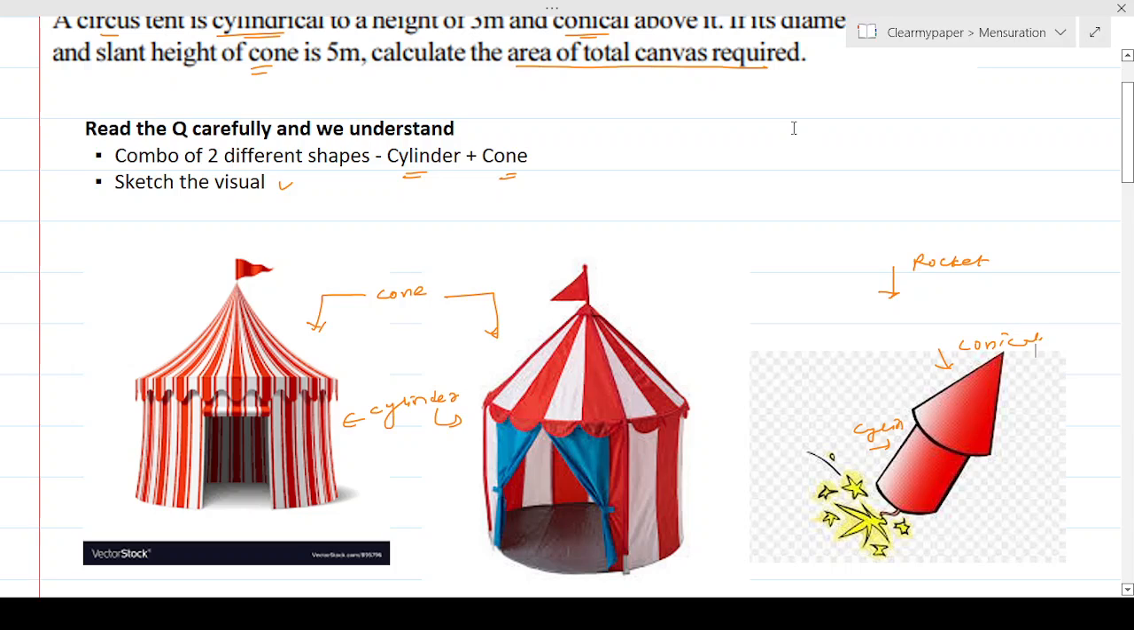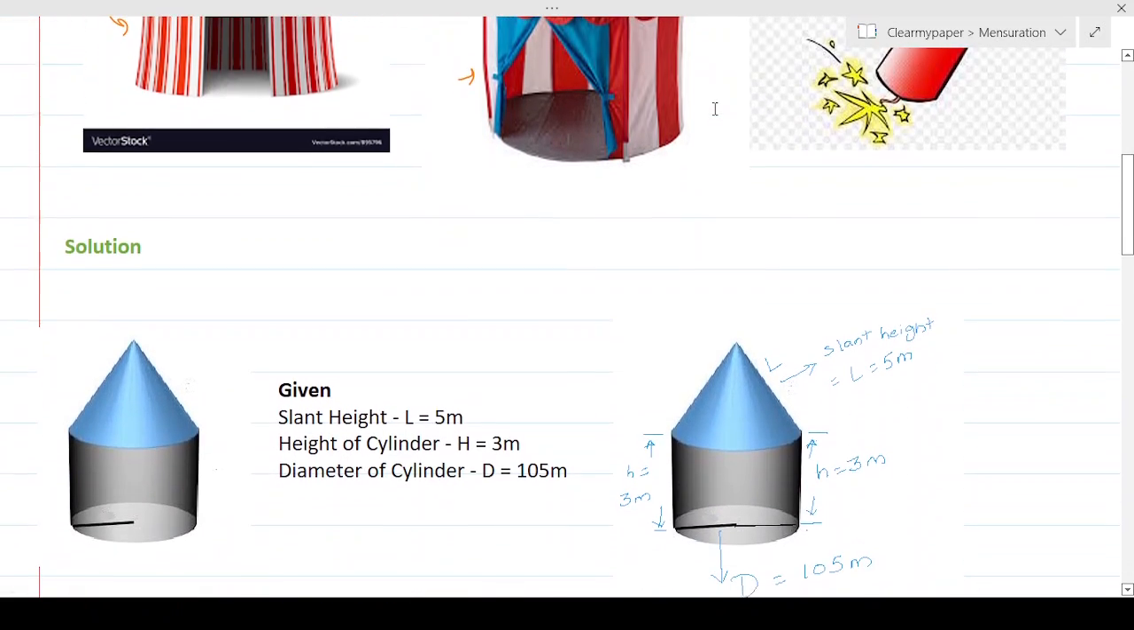So how much area will be required for all of this canvas? This canvas is the cloth. How much area will be required for this cloth? That's what we need to find. And since it's given as area of total canvas, the question is slightly wordy here. So let's see the solution.